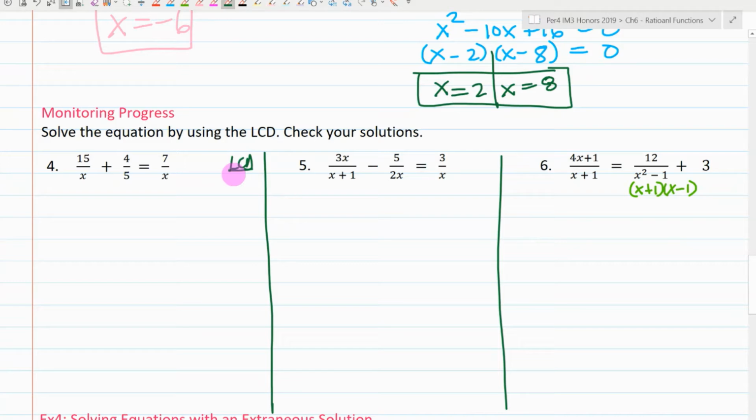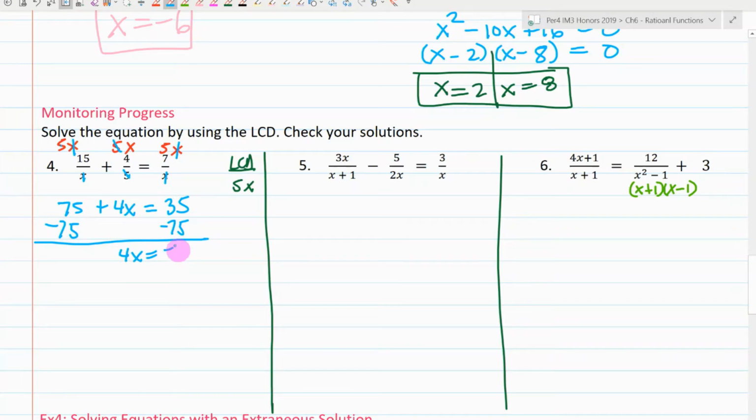All right. This one, the LCD is 5x. Cancel the denominators. So cancel an x, I'm left with a 5 and a 15. Cancel the 5, I'm left with a 4 and an x. And cancel the x, I'm left with a 5 and a 7. Subtract 75. 4x equals negative 40, x equals negative 10. And again, that's fine as long as x is not 0 in this case.